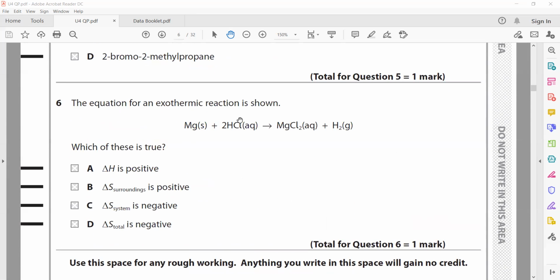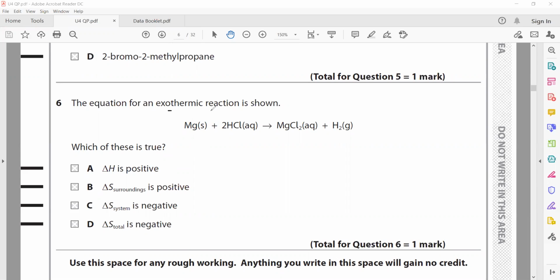The equation for an exothermic reaction is shown. Which of these is true? Those who want to answer can use the chat to mention the answer. It's for practice, and I will also discuss these questions even though you answer, so that you can have a better understanding of the topic.